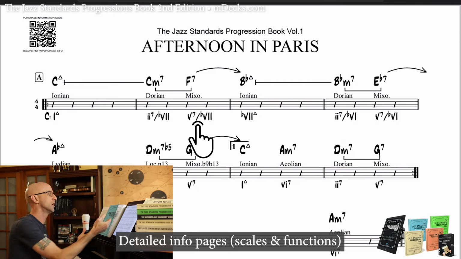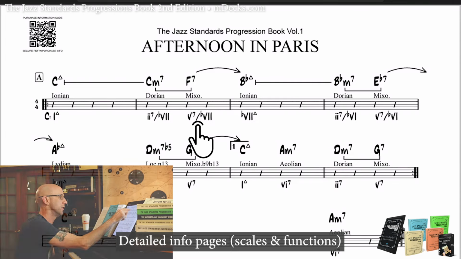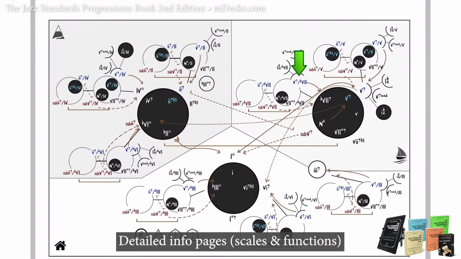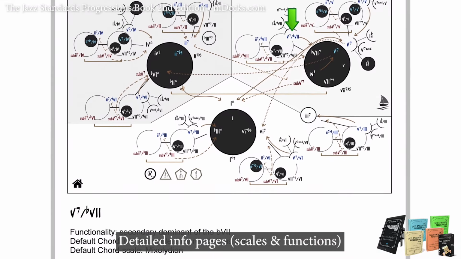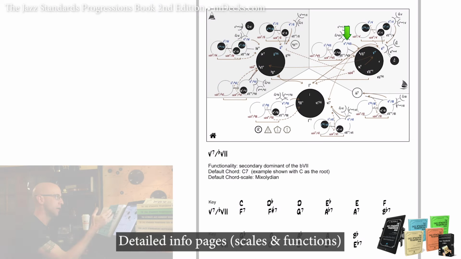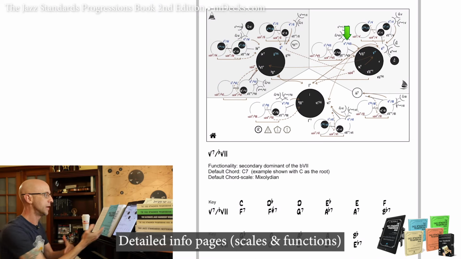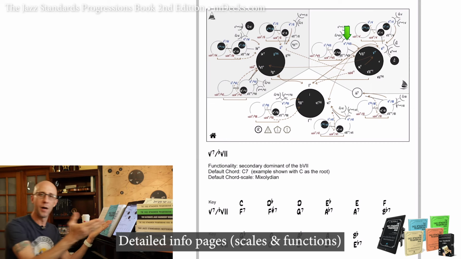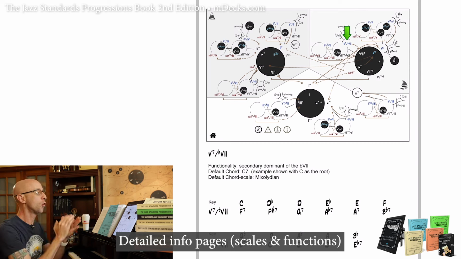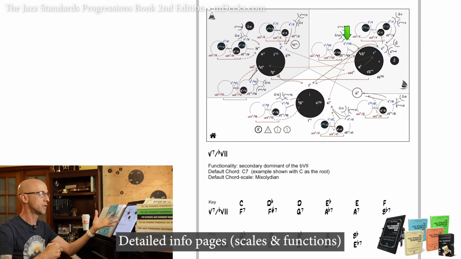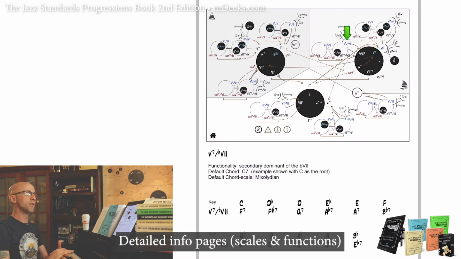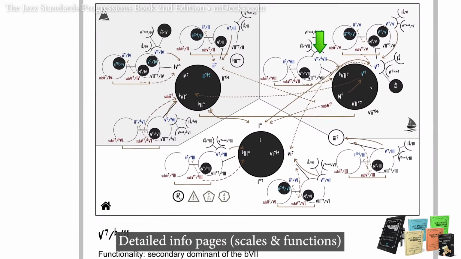If I just click on the F7 in measure 2, this 5/7 of the flat 7, the secondary dominant, it sends me to another page that shows me where that chord is within our map of tonal harmony, the tendencies it might have, its functionality. It is a secondary dominant of the flat 7, its default chord type, and the default chord scale, which in this case is Mixolydian. So this shows me a lot about that chord if I'm going to be improvising or even writing or arranging over it.